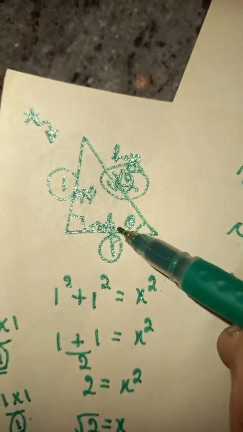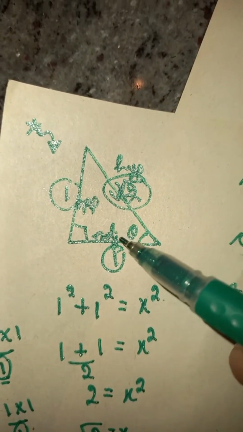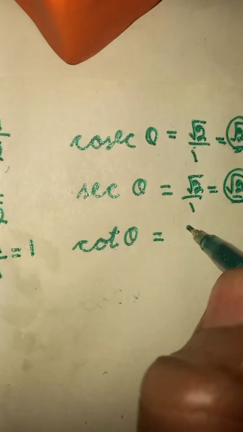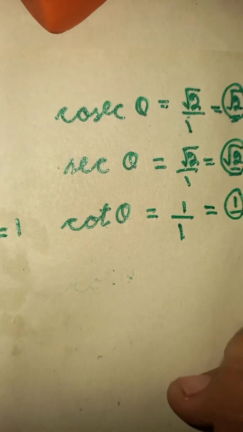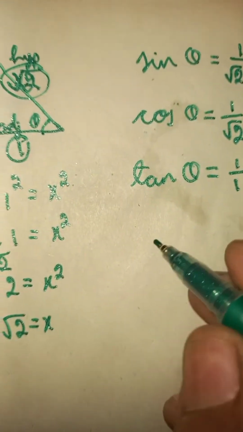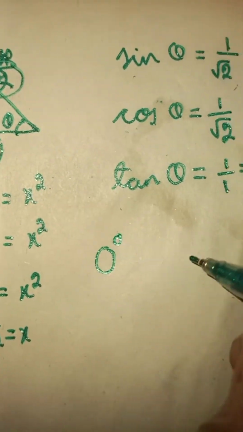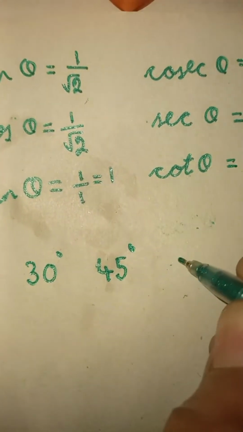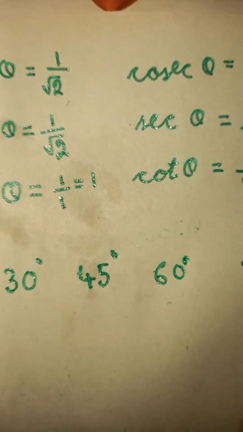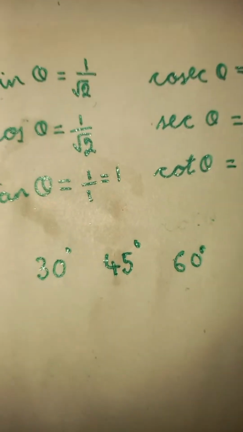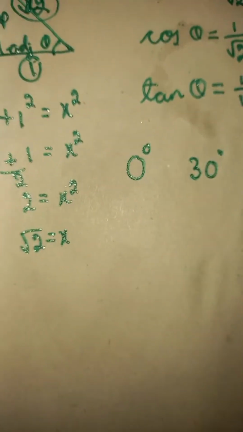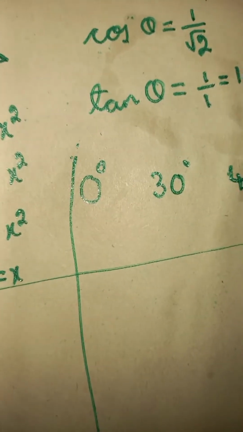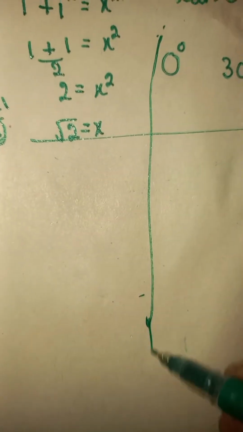Now cot theta means adjacent by opposite. This is adjacent, this is opposite, so it is 1 by 1, which is equal to 1. Now I am going to tell different angles: 0 degree, 30 degree, 45 degree, 60 degree, and 90 degree. You need to find out the values of sine, cosine, all the trigonometric ratios for all those angles.